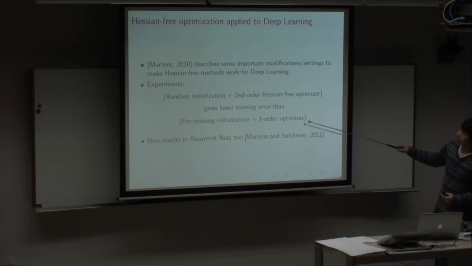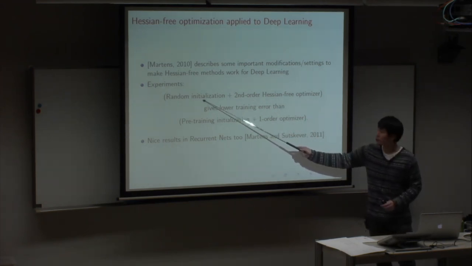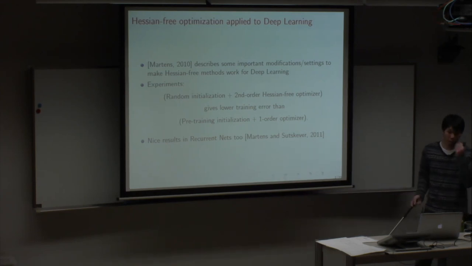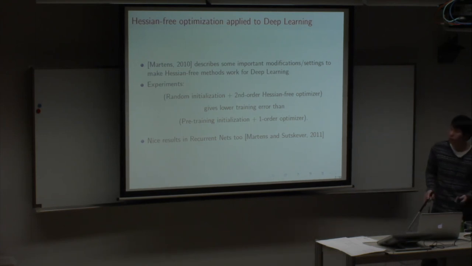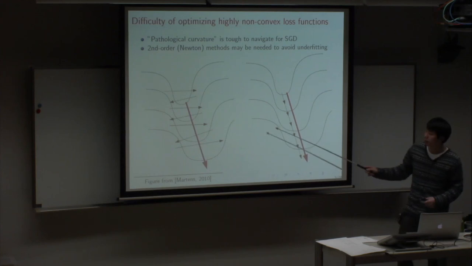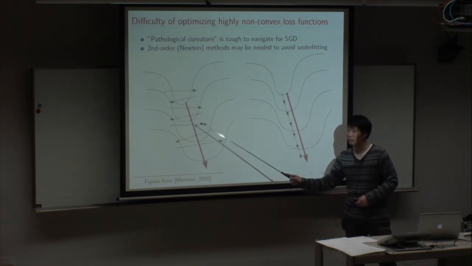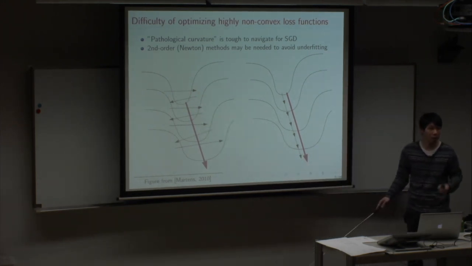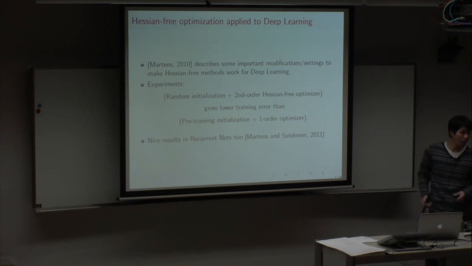Here, the results basically say that if you use a second order Hessian free optimizer on a deep network with random initialization, it actually gives lower error than using pre-training plus a first order optimizer. So that's kind of a nice result, right? That sort of implies that earlier we said that there's many local optimums in the loss function, and maybe we're getting to a wrong local optimum. But this can imply that actually the local optimum that SGD is getting is not a true local optimum. It's a local optimum because SGD is too slow to get out of it. But if you actually run it for a long time, it can get out of it. So it's a different kind of local optimum. And if you have a second order method, you can actually get out of it. Okay.